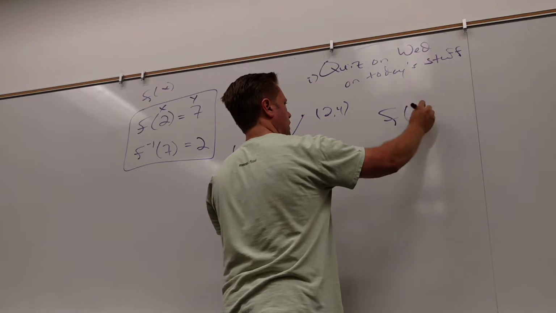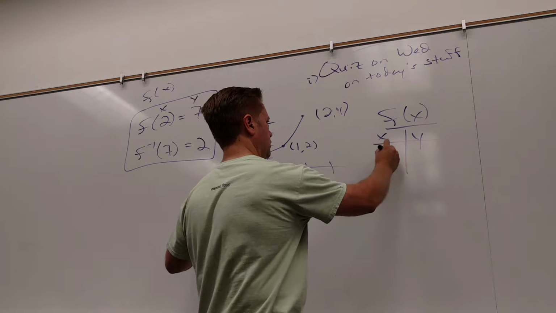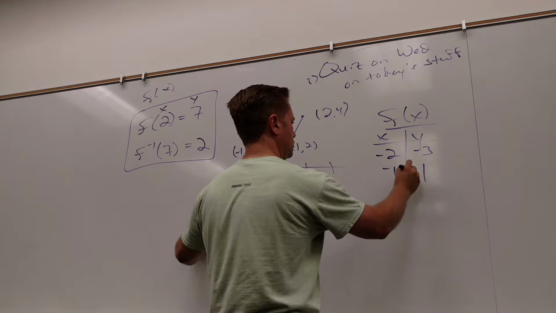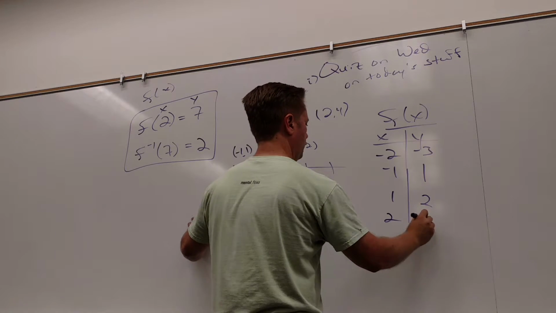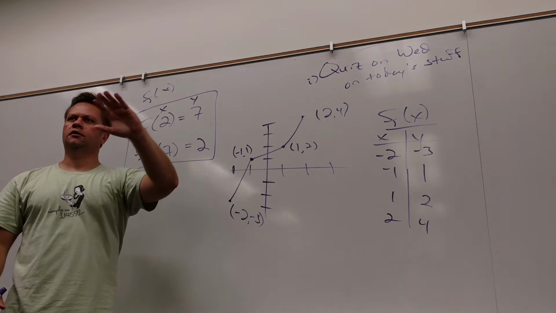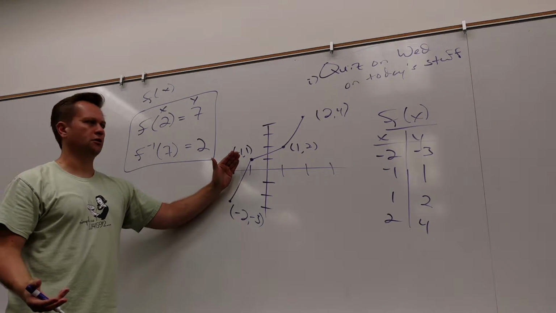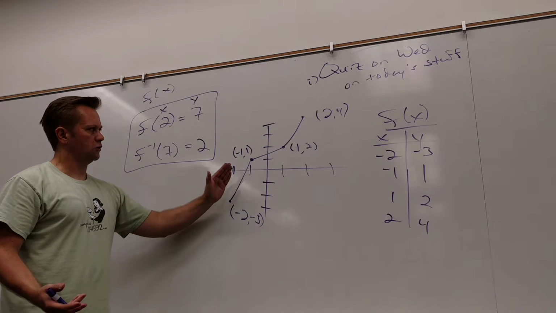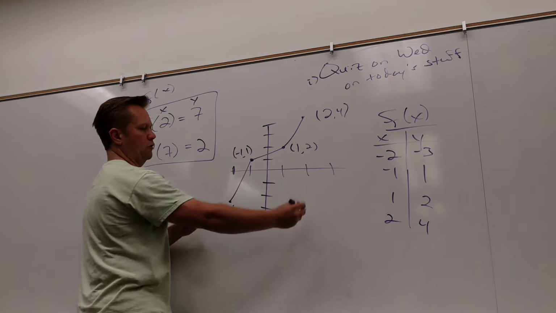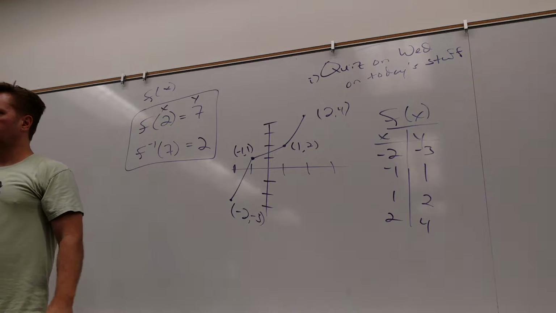So f, what does f do? F does this. F does this. Negative 2, negative 3, negative 1, 1, 1, 2, and 2, 4. Notice something about this function. What did I have to be careful for it to not do? What is this function always doing? It's always going up. If it ever came back on itself, we got to figure out why that would not have an inverse. There would be no inverse.